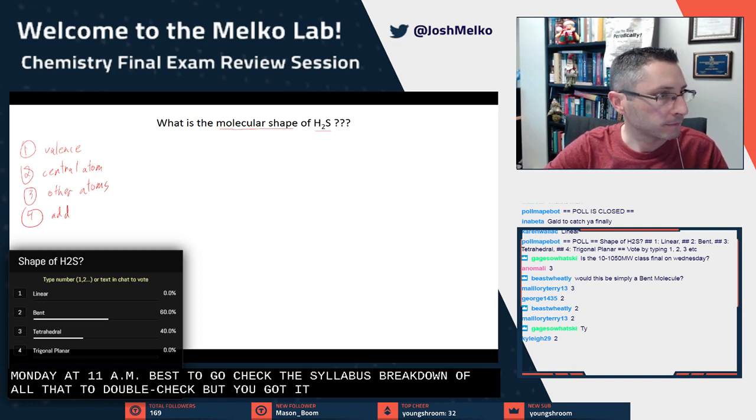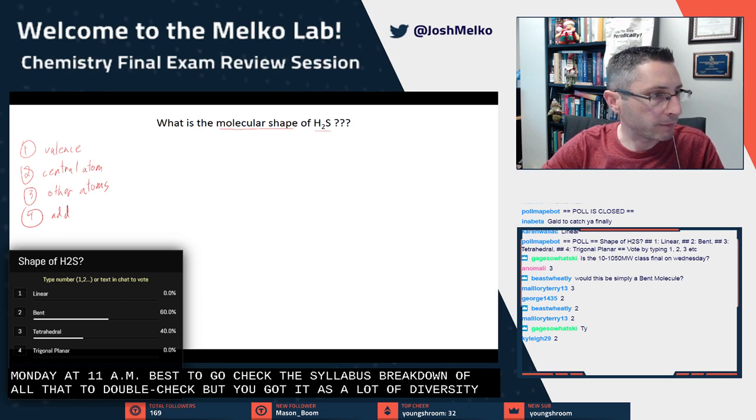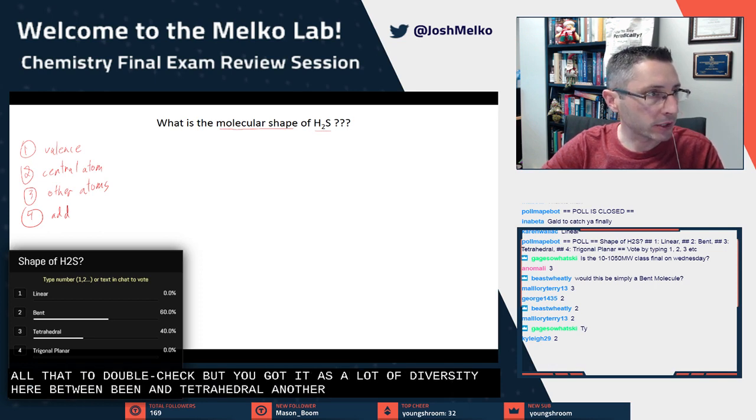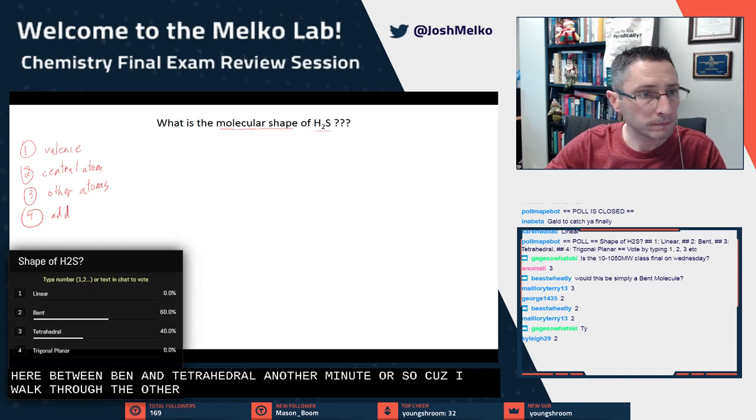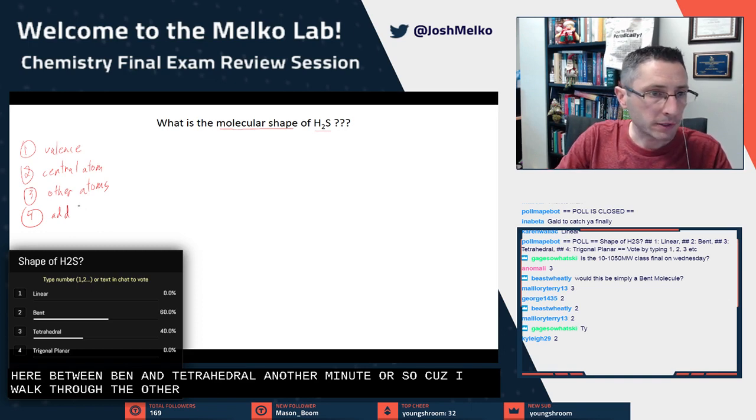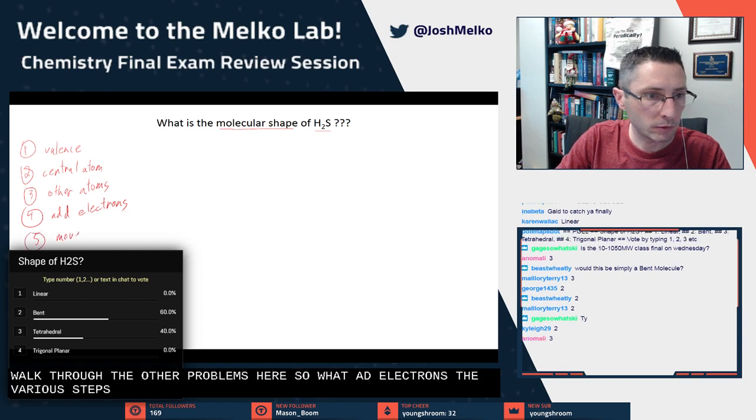Oh, there's a lot of diversity here between bent and tetrahedral. I'll give it another minute or so as I walk through the other problems here. So what? Add electrons. So various steps. Move some non-bonding ones if necessary.